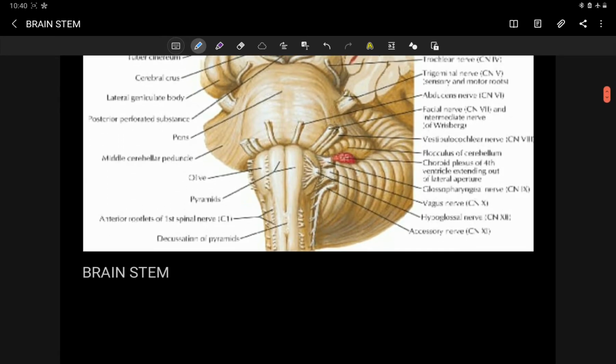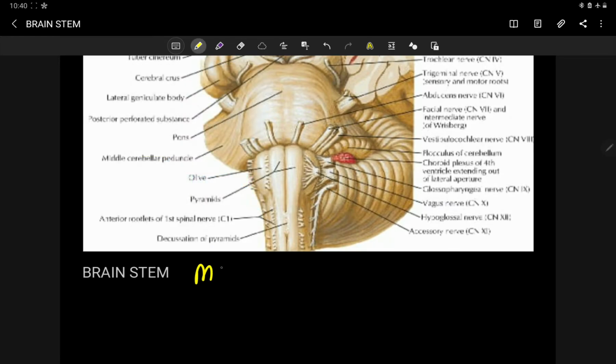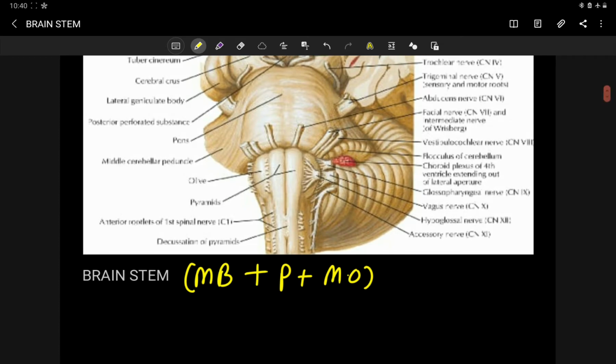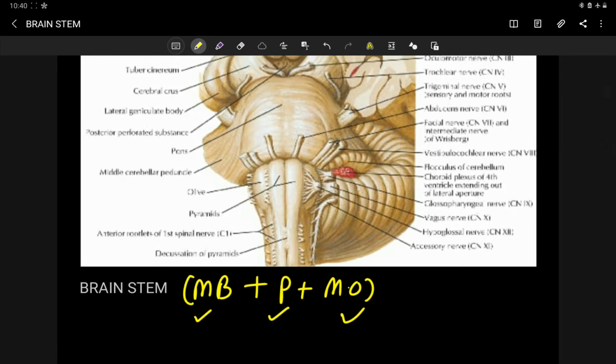All right. First of all, brainstem. This is actually nothing but the midbrain, pons, and medulla oblongata. These three are collectively forming a stem at the base of your cerebrum, which is called your brainstem. So brainstem means midbrain, pons, medulla. So when I am talking about the ventral aspect, then you can see this diagram.